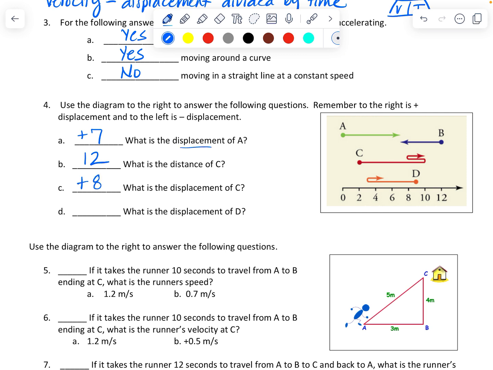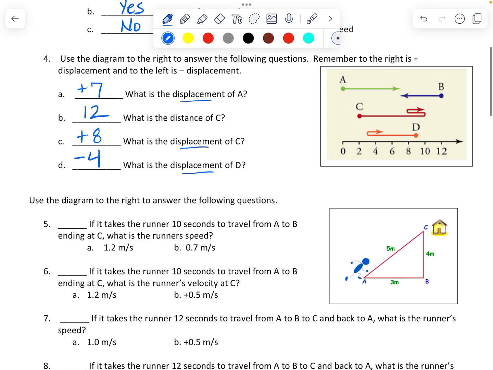So those that say displacement need to have a direction. Displacement of D starts at 9 and ends right there at 5. So 9 minus 5 is 4, but they went to the left, so it's -4. Okay, hope that makes sense on that one. Difference between distance and displacement.